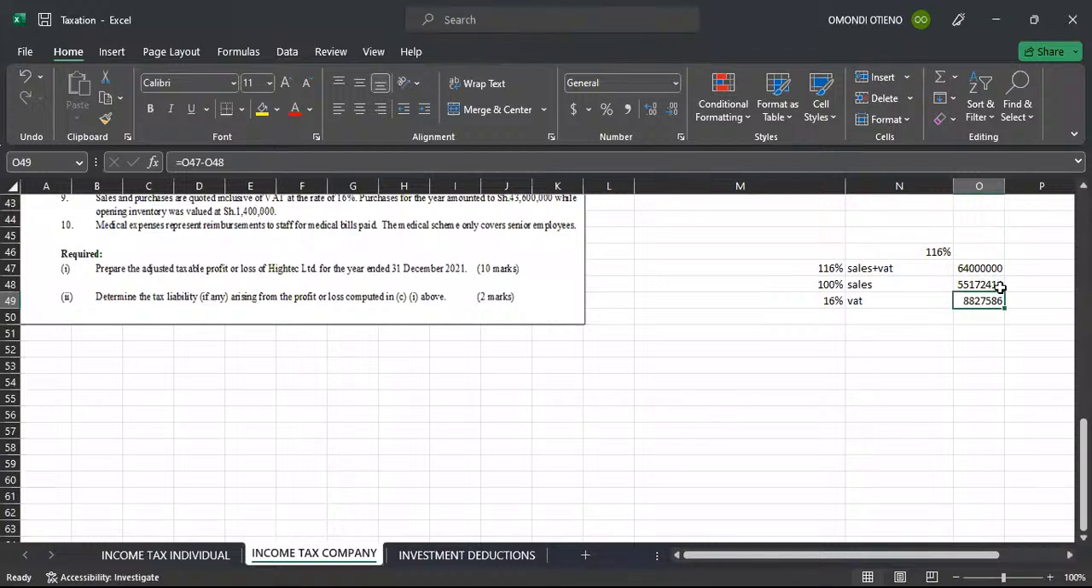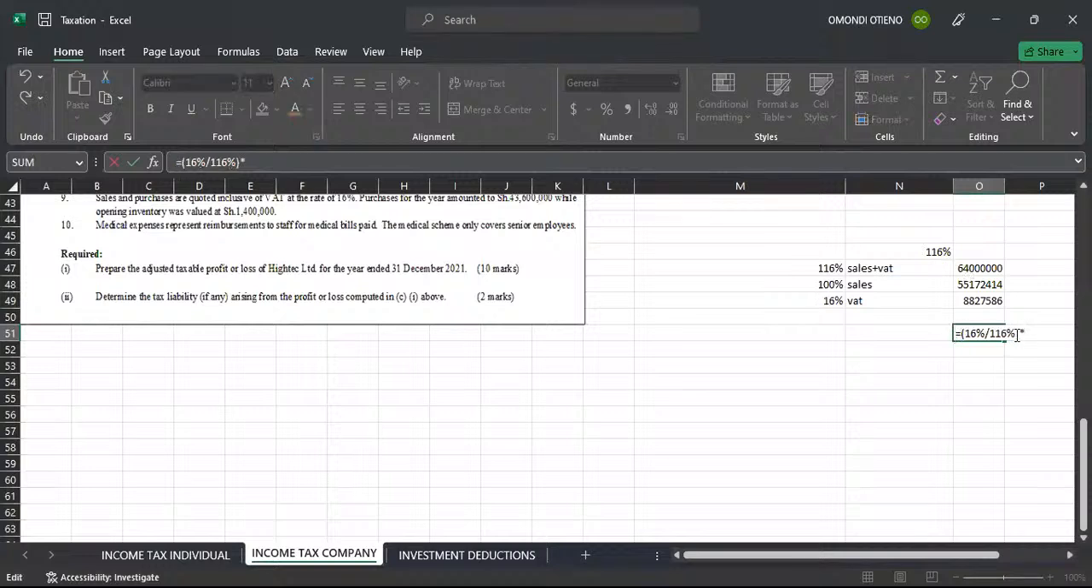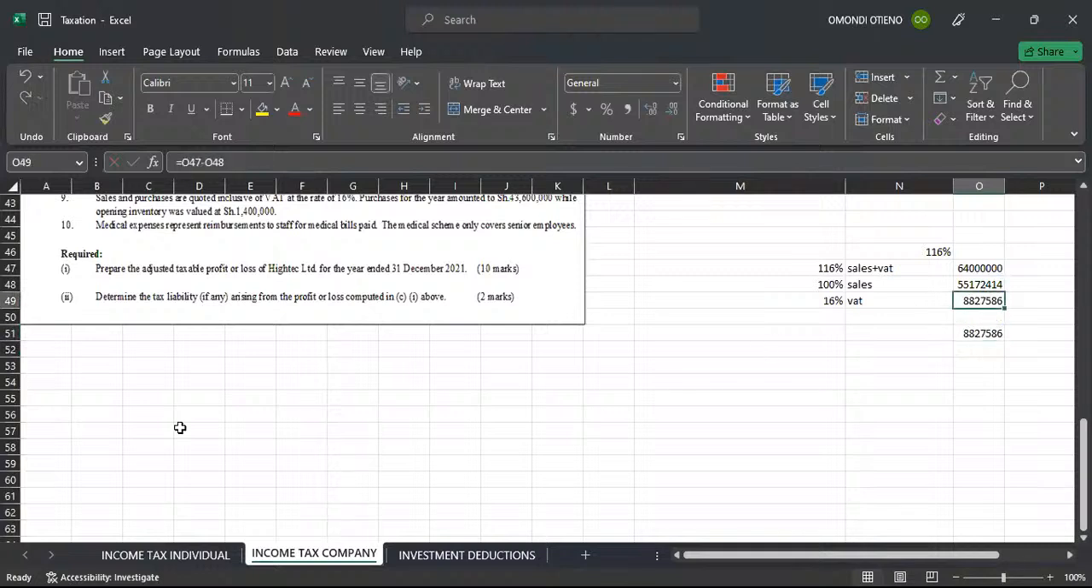Using this long procedure, another person who understands how these rates operate will say, if 116% is 64, how much is 16%? It is now where we are saying, if 116 is 64, 16% will be what? We now took 16%, then divided by 116%. Close the bracket, then we multiplied by the value given up there, the 116%, which is this. If you do that, as you can see, we are arriving at the same value.